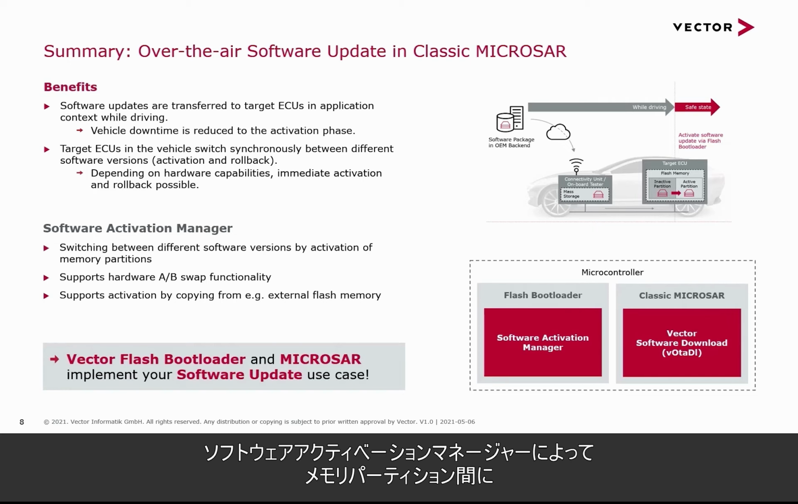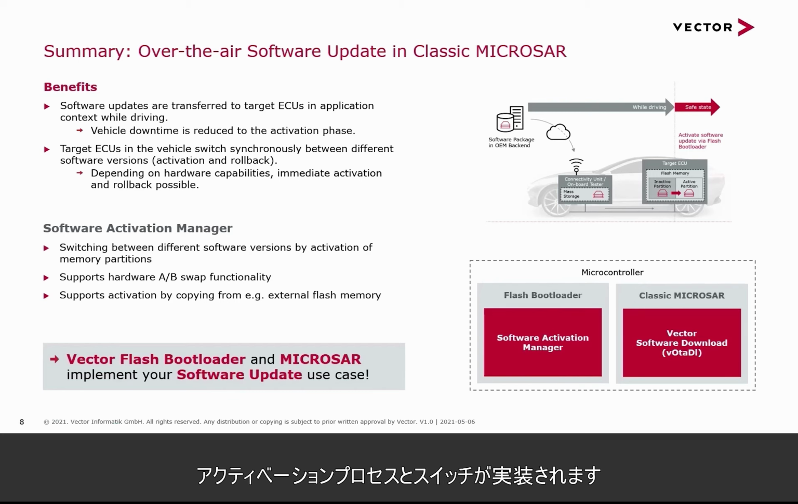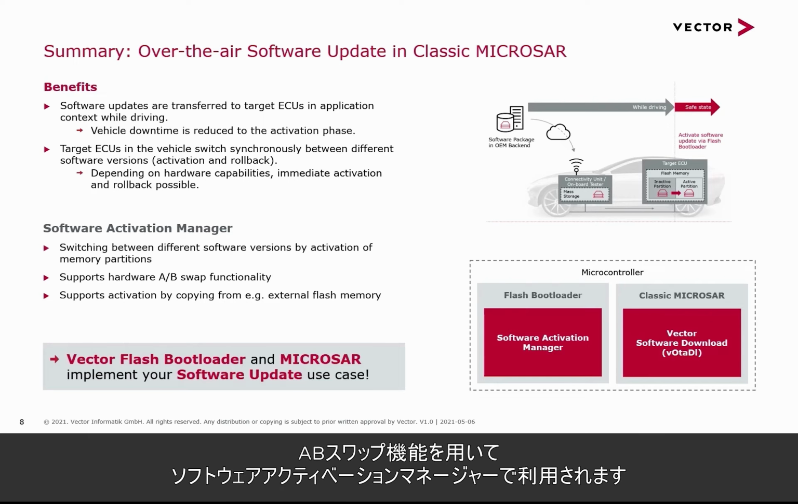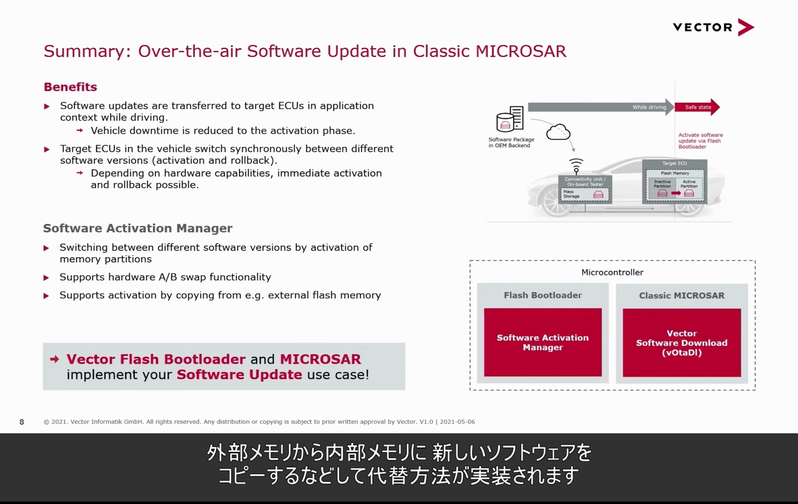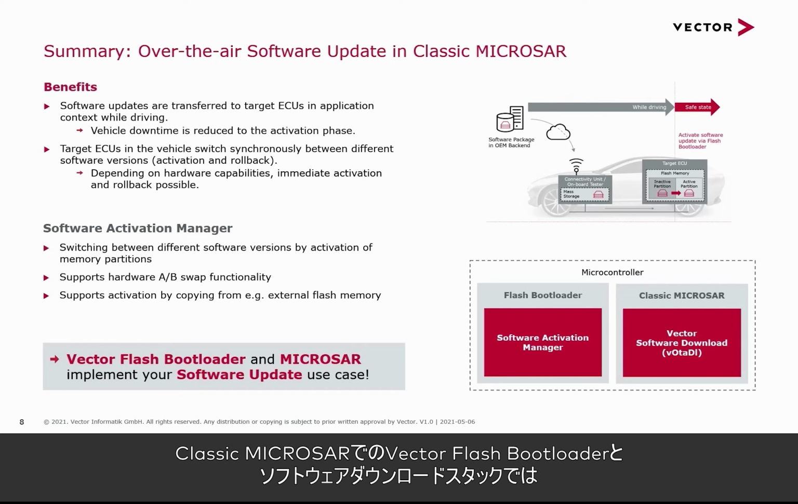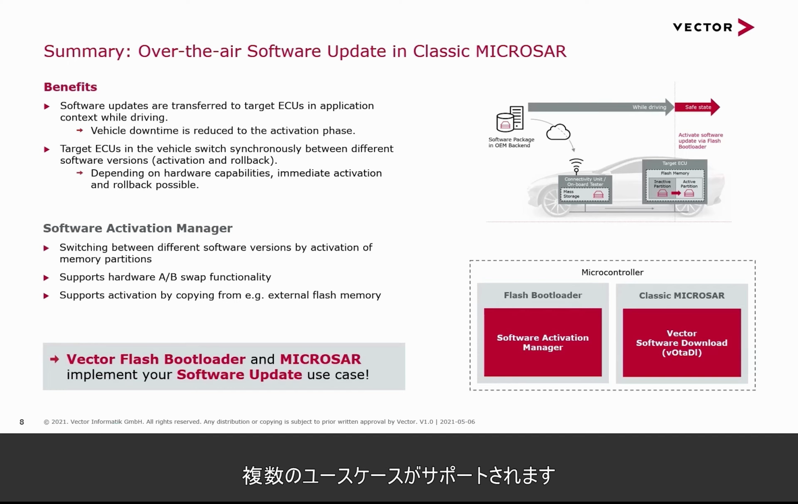The software activation manager implements the activation procedure and the switch between the different memory partitions. If the hardware supports the double bank memory approach with A/B swap functionality, the software activation manager makes use of it. In other cases, the software activation manager implements alternative strategies like, for example, copying the new software from some external memory to the internal memory. Overall, the Vector flash bootloader and the software download stack in classic MICROSAR can support several different use cases.